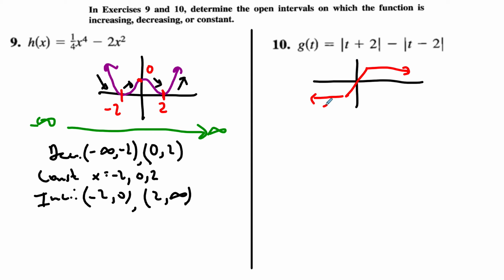So -2, -4, and this is 2, 4. Someone graph these in advance. You'll never guess who. Now what this means is we have our increasing, decreasing, and constant.